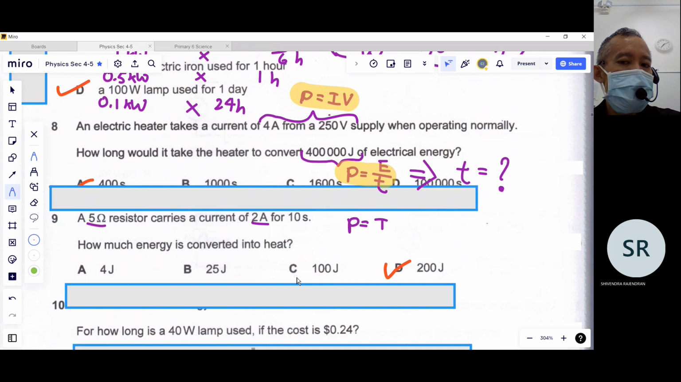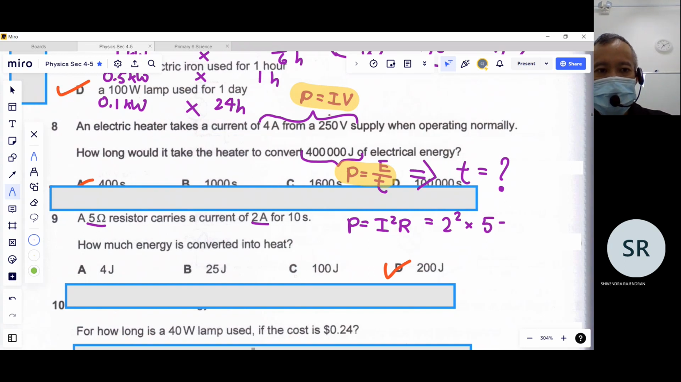P equals to I squared R. I is 2. 2 squared is 4. 4 times 5, it gives you 20. Oh, sorry, I wrote it wrong. 4 times 5. That will give you 20 units. What are the SI units for power? Make sure you remember it's watts.